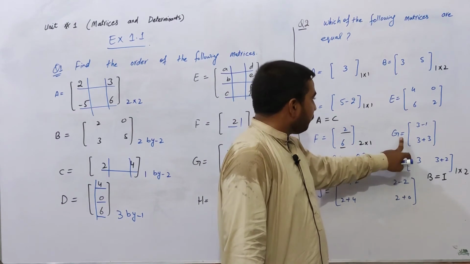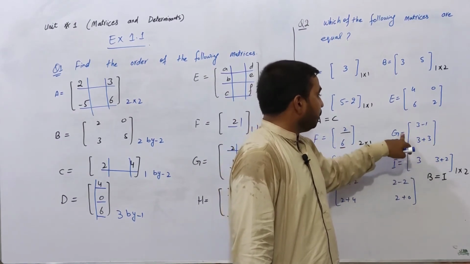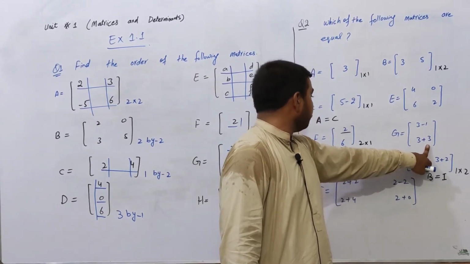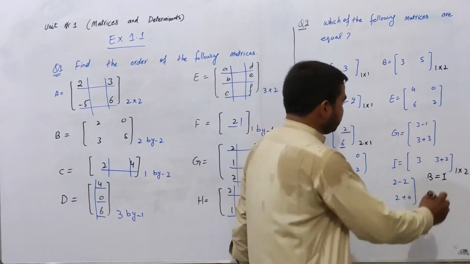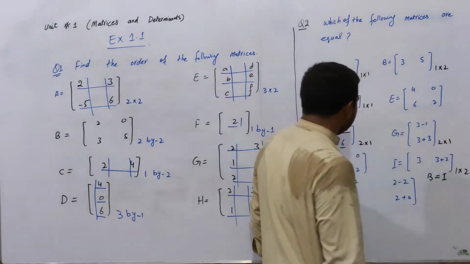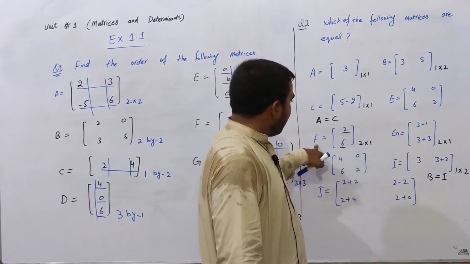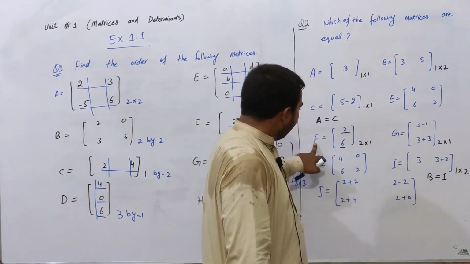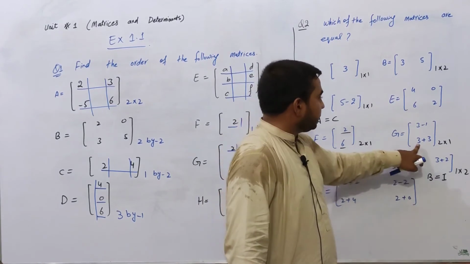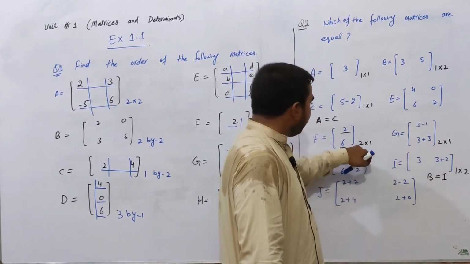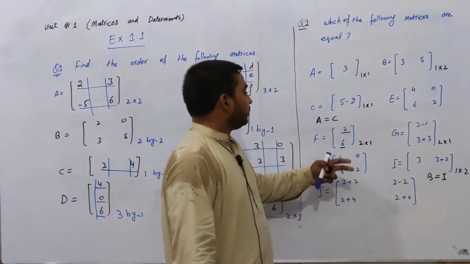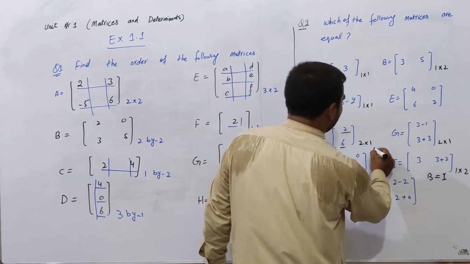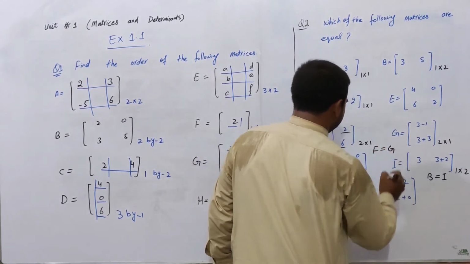G is equal to 3 minus 1 and 3 plus 3, having order 2 rows and 1 column. Then we check the corresponding elements. F has 2 and G has 3 minus 1 which is equal to 2. And the other entry is 6, and 3 plus 3 is equal to 6. The order is the same as well as the corresponding elements remain the same. We say that F is equal to G.